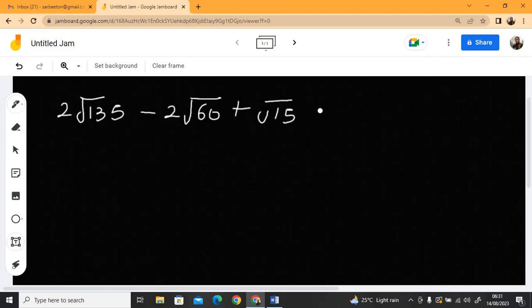Let's look at this. You have, let's say, 2 root 135 minus 2 root 60 plus root 15 minus root 240. Now this is very critical.